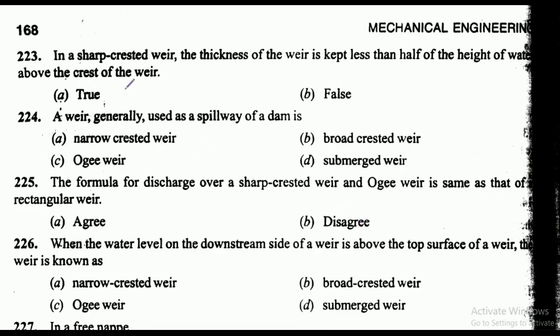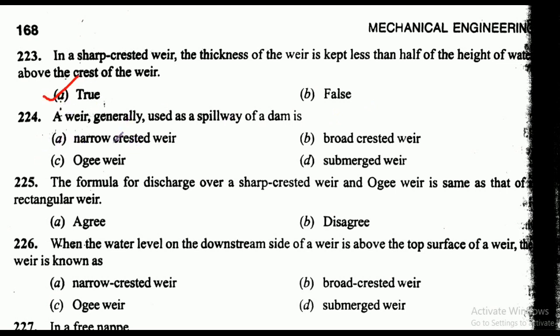Next, in a sharp crested weir, the thickness of the weir is kept less than half of the height of water above the crest of the weir. Is it true or false? So here, friends, this statement is true. So option A is the correct answer, that is true.